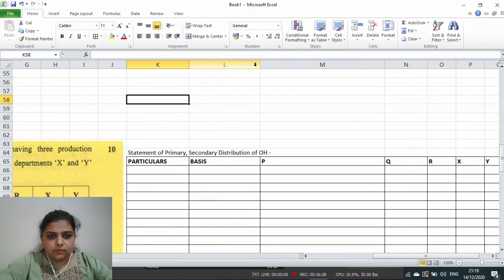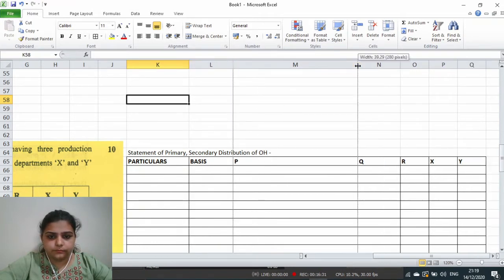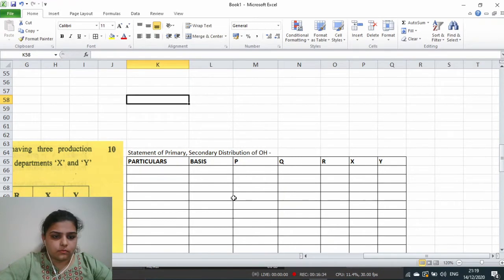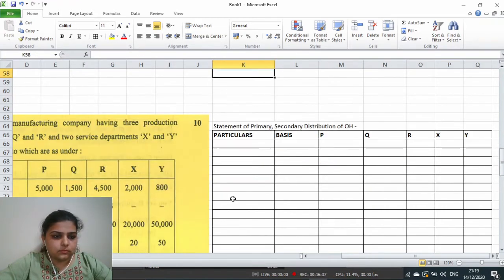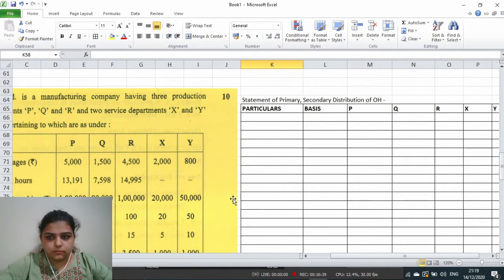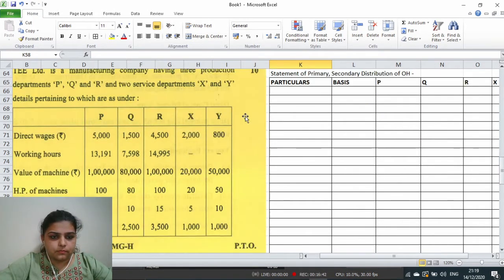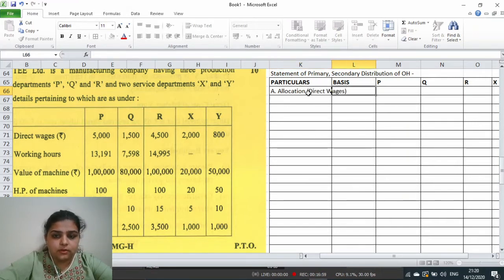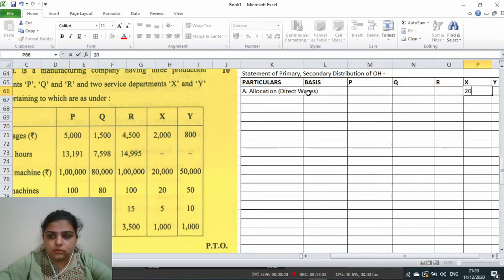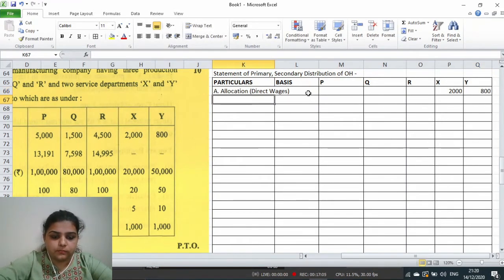So quickly we will prepare the table. Let's go ahead. So first, we'll start with allocation. We have one cost that has to be allocated, that is direct wages of the service department. So that would be 2000, and here 800. Next would be apportionment.